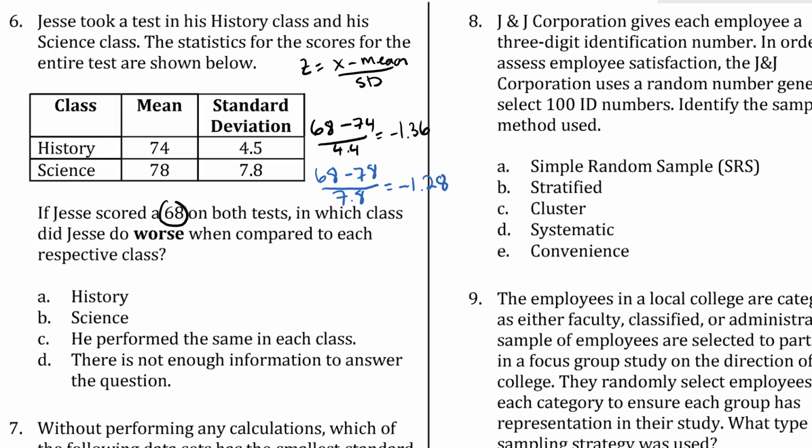So now the question is, which did he do worse in? Meaning, which one did he score lower in compared to the rest of the class? Well, in history, we see that he scored 1.36 standard deviations below the mean. And in science, he scored 1.28 standard deviations below the mean. So he was farther below average in history. So he did worse in his history class.